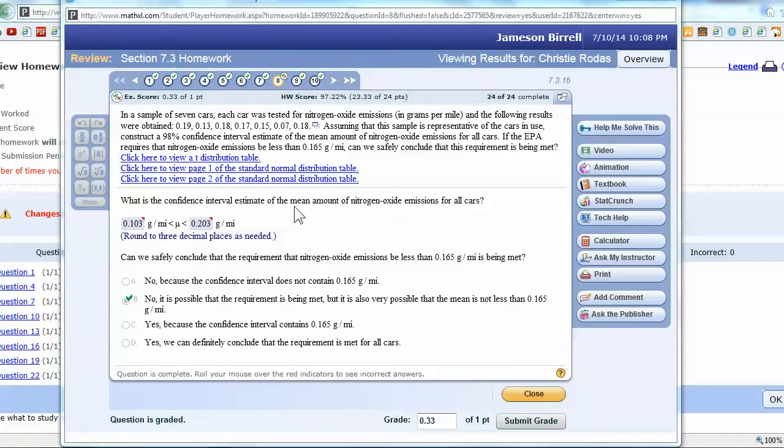Here's an example from section 7.3, number 8. I'll first tell you that you know you're going to be using the t-distribution because this is from section 7.3, where we learned what the t-distribution was, and it's a pretty interesting story, so if you didn't read it, everyone should read that.